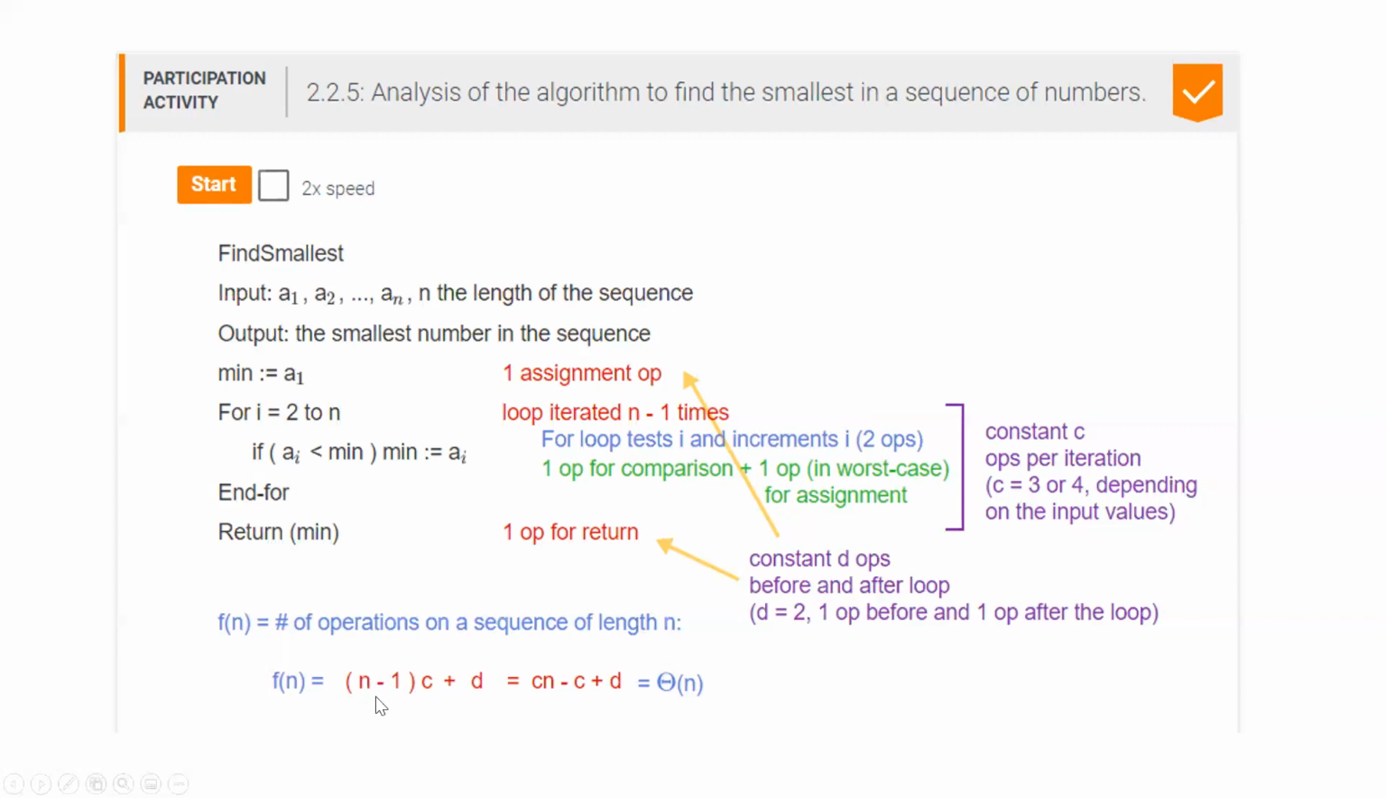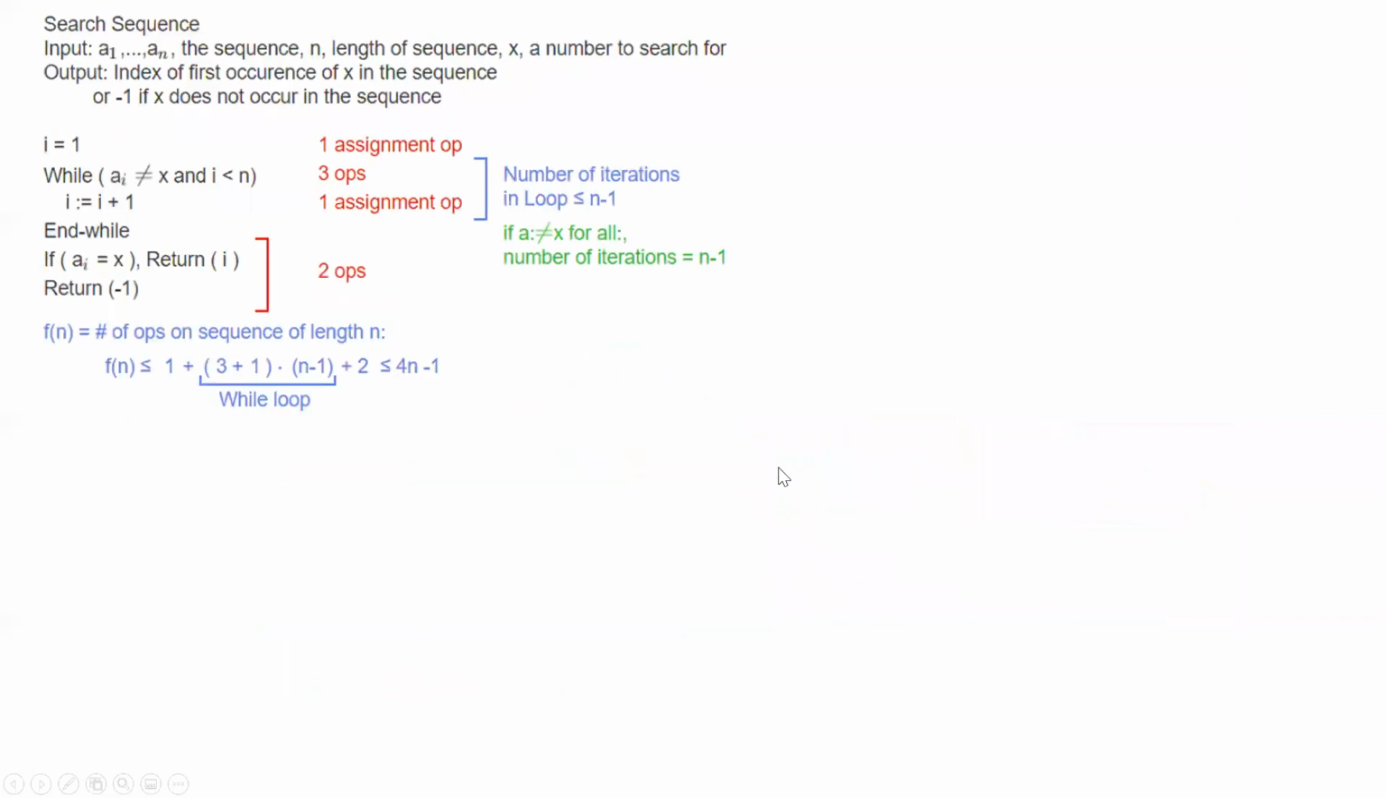So it's n minus 1 times a constant for the loop, and then another constant for those other ones. And then all together, we can simplify that, and we get Cn plus another constant here. And what order is that? It's theta of n. So this would be theta of n.